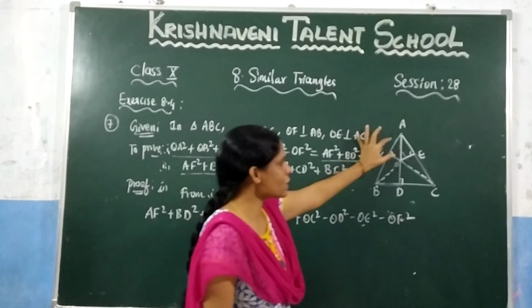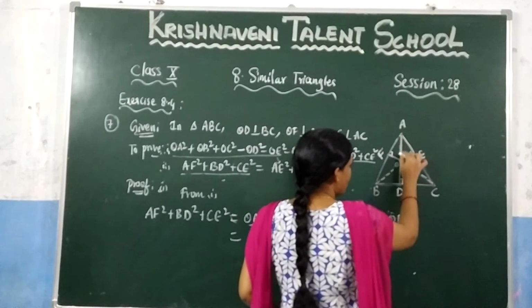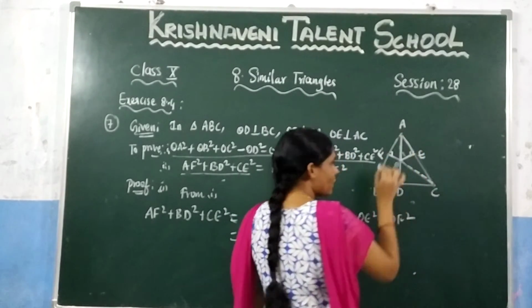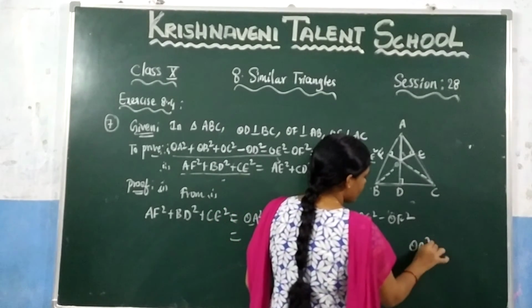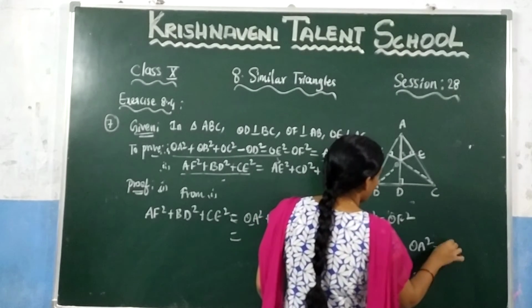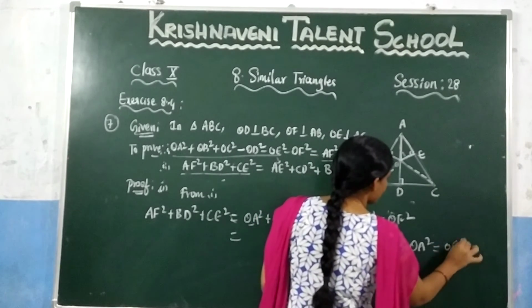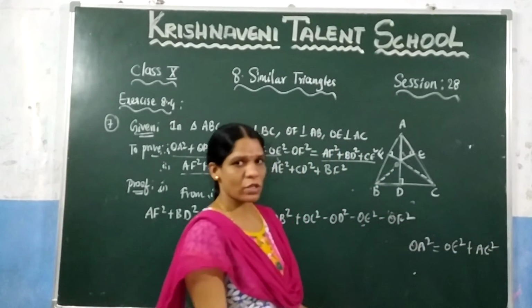So we have chosen this triangle, which is nothing but OAE. In triangle OAE, if you can observe, you can again apply the Pythagoras theorem. So you can write it here OA square is equal to OE square plus AE square. Right? This is by the Pythagoras theorem.